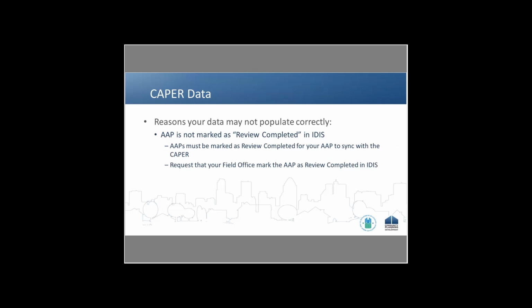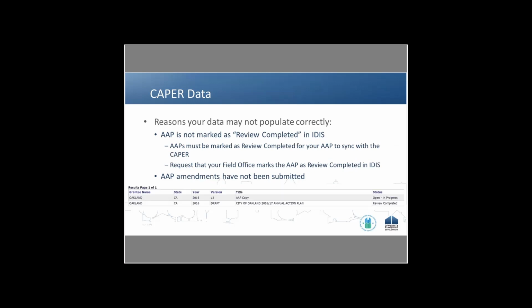Again, make sure those action plans are marked as review completed. If you have amendments that haven't been submitted and you're expecting to see the data link up to those amendments, if those haven't been submitted and again haven't been marked as review completed, that data won't be carrying forward into the CAPR. So again, if you've created an amendment and the status is anything but review completed, if it's submitted for review, if it's open in progress, if it's reviewed and awaiting modification, that data will not carry forward. It needs to be review completed.